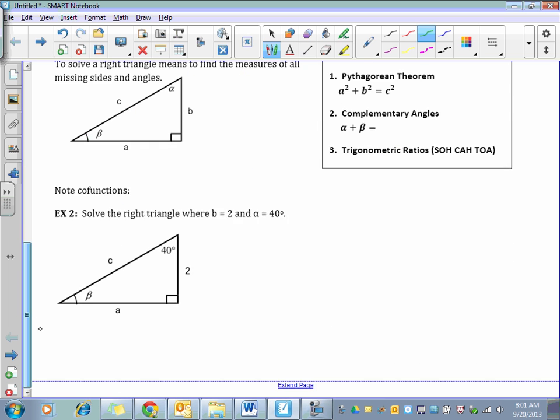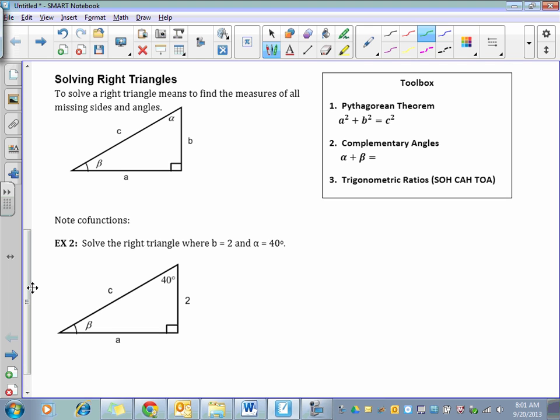So to solve a right triangle means to find the measures of all of the missing sides and the angles. And if you notice in this diagram, usually we refer to the acute angles as alpha and beta, where beta is across from the leg b and alpha is across from leg a. So that's just the standard convention that we use and something you'll see often.